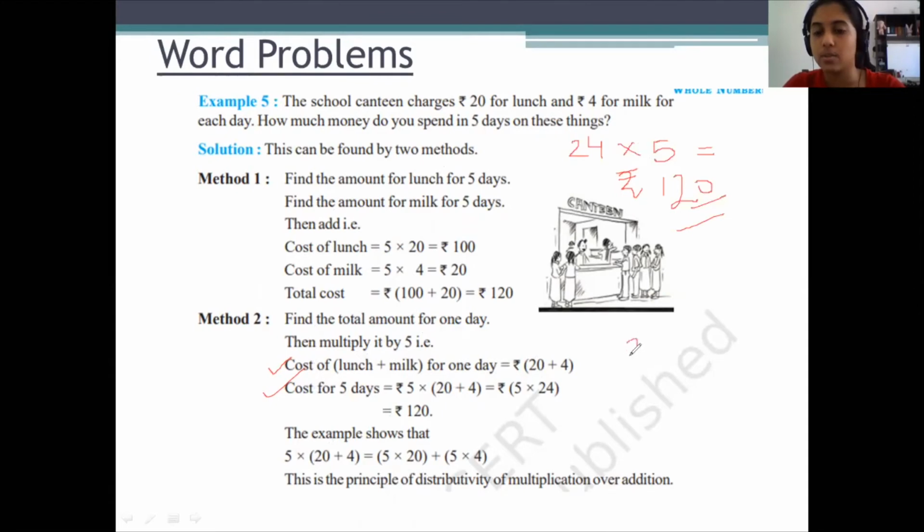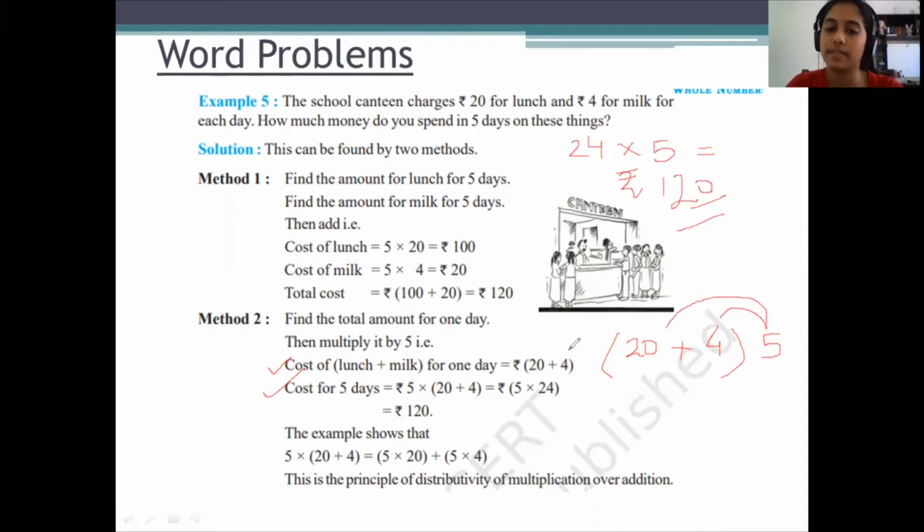So we know 20 is for your food and 4 is for your milk. Okay, and then this is for one day. So 5 days will be 5 multiplied with 20 plus 4. Now you can put the arrow to show distributive property.